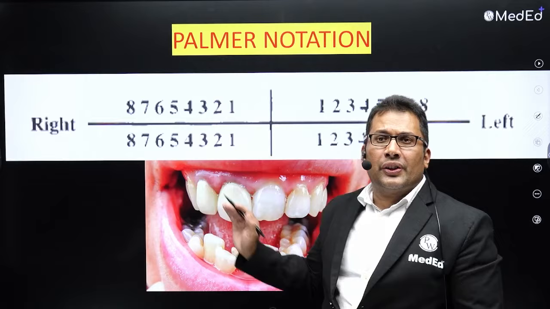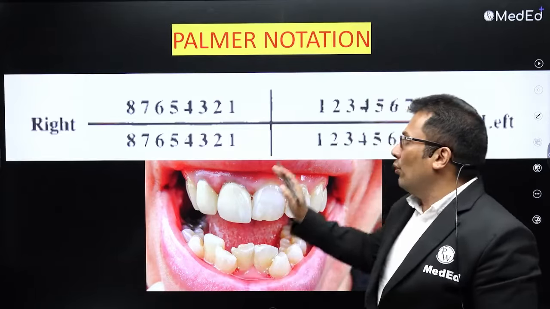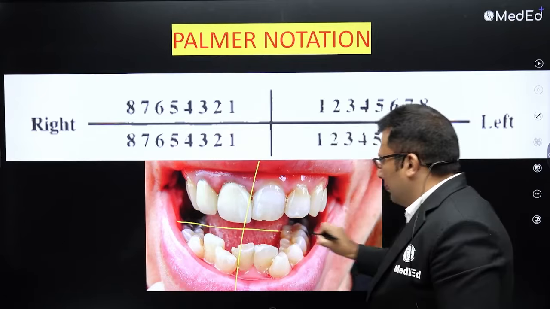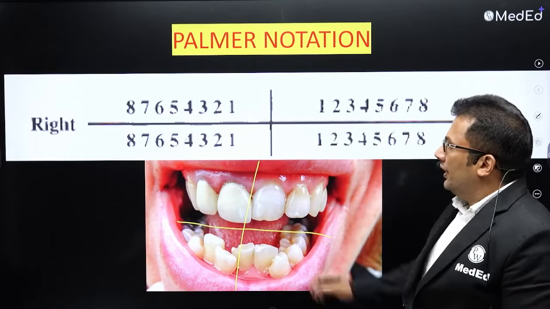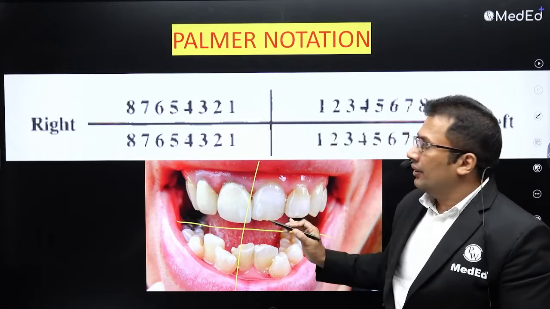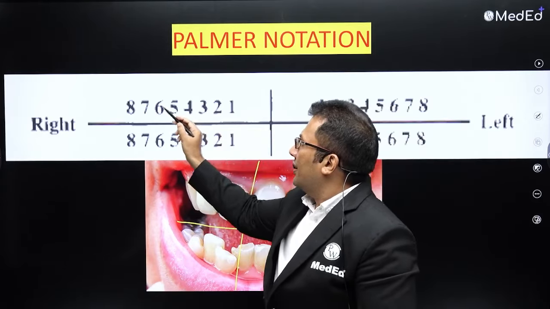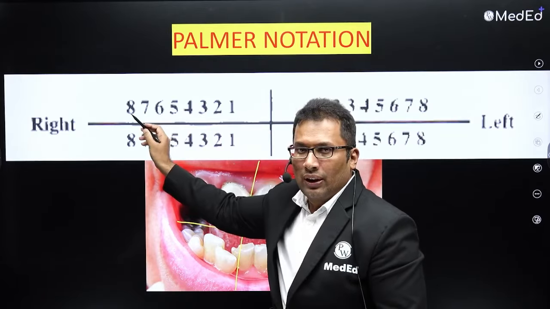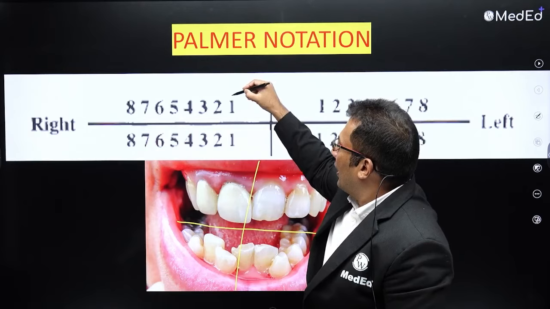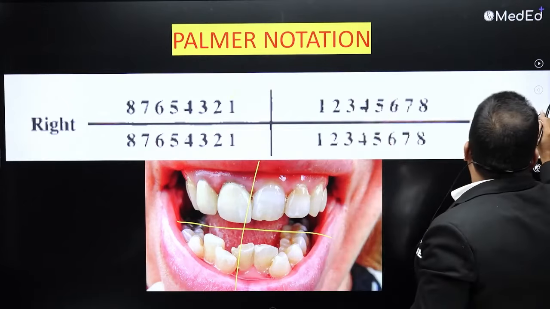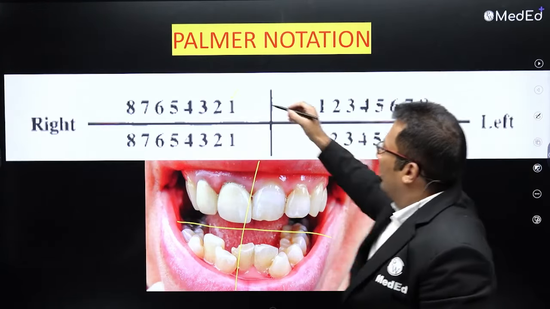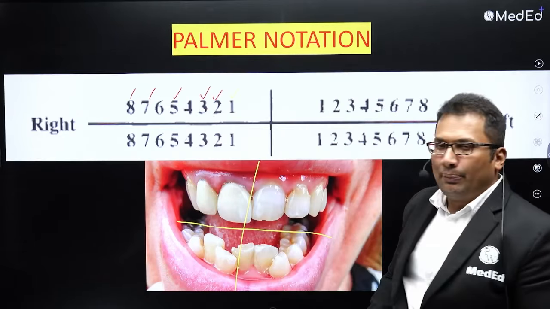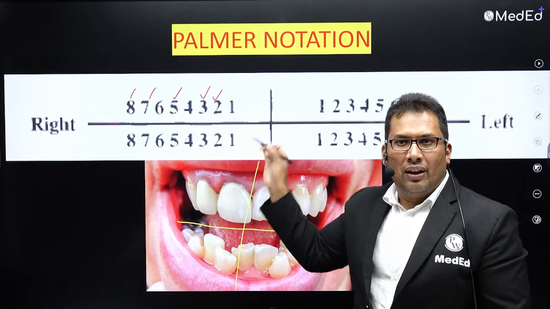Then Palmer notation. What is Palmer notation? Again, 4 quadrants you can see. Each quadrant. So this is permanent dentition. 1, 2, 3, 4, 5, 6, 7, 8, starting from central incisor to third molar. If appeared, you can write like this. Appeared, not appeared, we can mention. This is Palmer notation, permanent dentition.